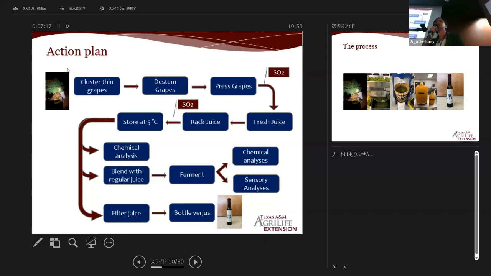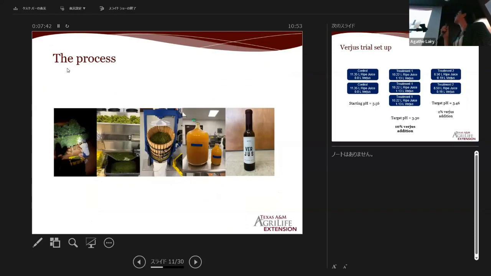And finally, it turned out that we had a lot more verjus than we anticipated and than we needed for our trials. We weren't sure how much we would get. We weren't sure about the yield at that point. So we picked quite a few green grapes. So we ended up with extra verjus, which we bottled as a standalone product. And you can see the little bottle here. That's a 375 ml bottle. That's the same process, only in pictures.